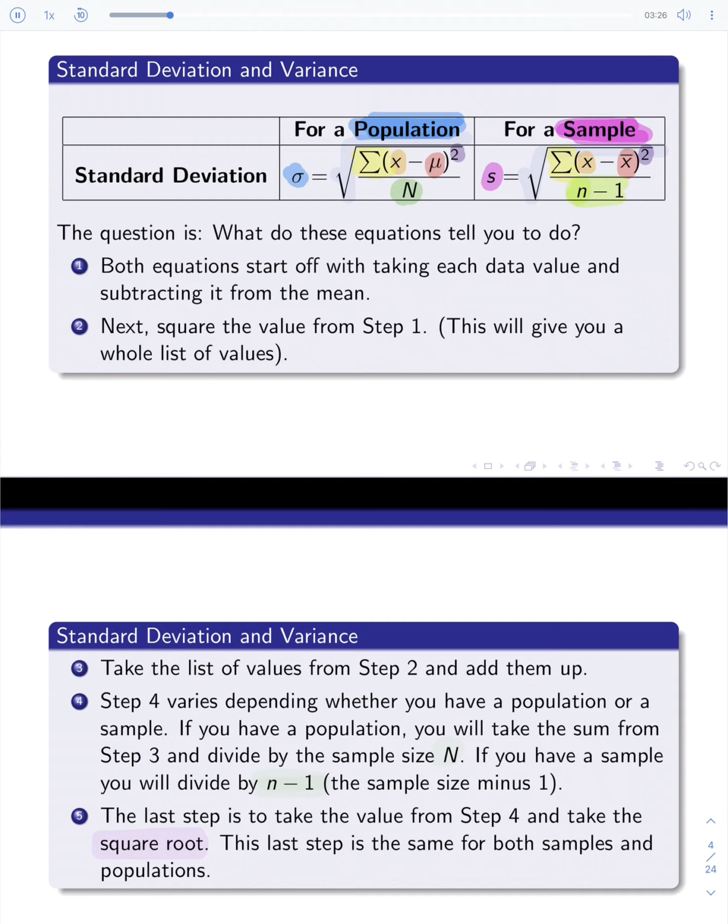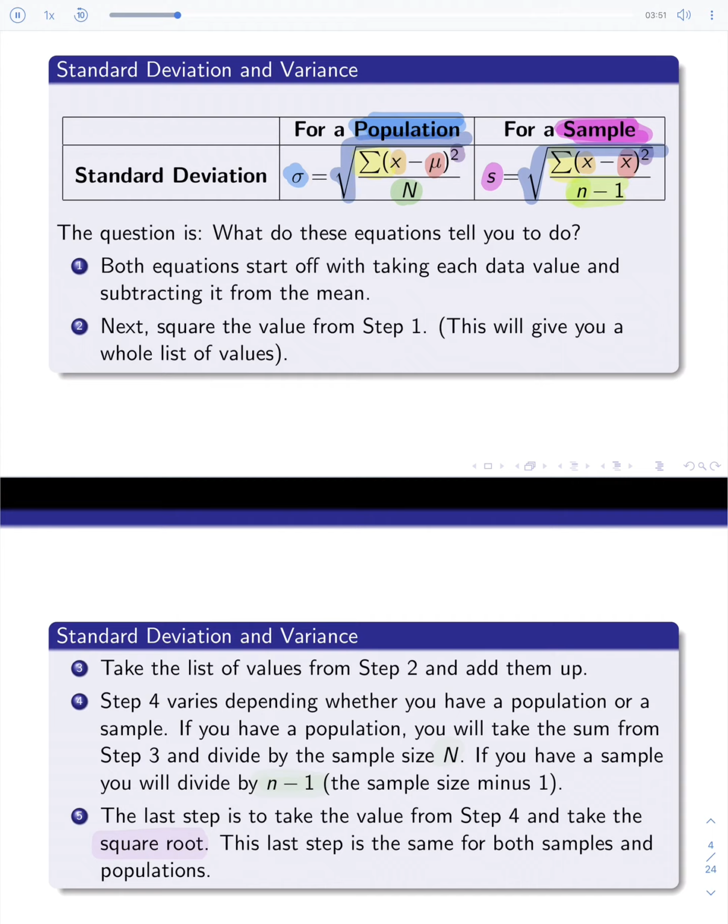Oh, and I did forget, at the very end, you have to take the square root, too, of whatever you're getting. So once you take each data value, subtract the mean, square it, take that whole list, add it up, divide by n or n minus 1, depending on if it's a population or a sample, then at the very end, you're still not done. You have to take the square root.